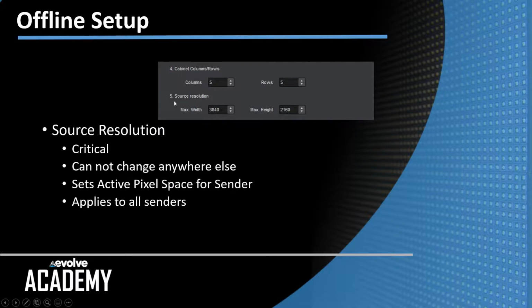Below that, however, is the source resolution. So this sets the pixel space for the senders. You can't change this anywhere else except in this screen when you're initially setting up your offline show. It sets the active pixel space for all of the senders. If you're doing a complex show with multiple different kinds of senders, and one of them has a smaller pixel space than the other, this sets the pixel space for all of them when you're working offline. This is the only place you can set it, and you can't change it afterwards. So this is crucial to set now.